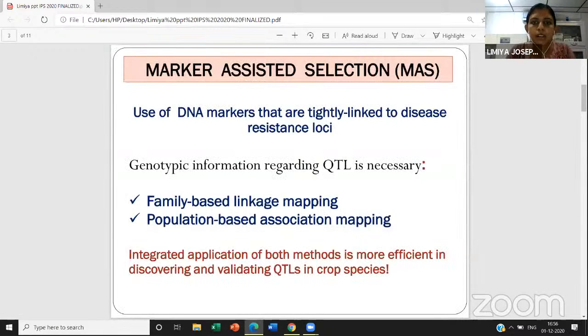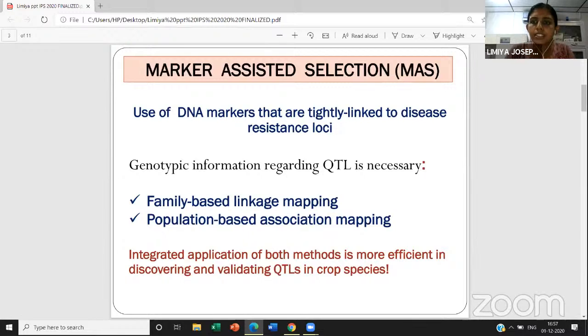Even though various chemical and biological control measures are available to manage these diseases, cultivation of disease-resistant varieties is a promising eco-friendly alternative. Marker-assisted selection is the principal and preliminary step behind resistance breeding. It is the use of DNA markers that are tightly linked to disease-resistance loci. For marker-assisted selection, identification of markers or QTLs linked to the trait of interest is necessary. That can be achieved by two approaches, namely linkage mapping and association mapping.